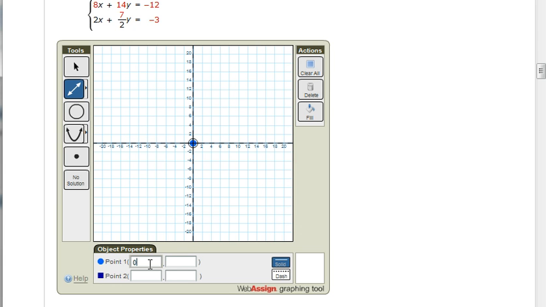When x equals 0 in the first equation, y equals negative 12/14 or negative 6/7. When y equals 0, x equals negative 12/8 or negative 3/2.